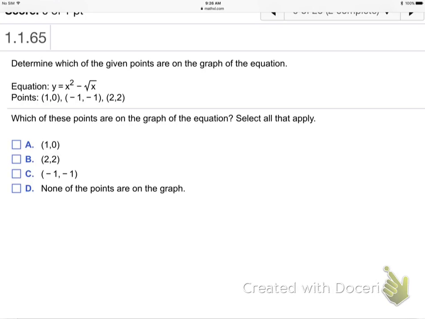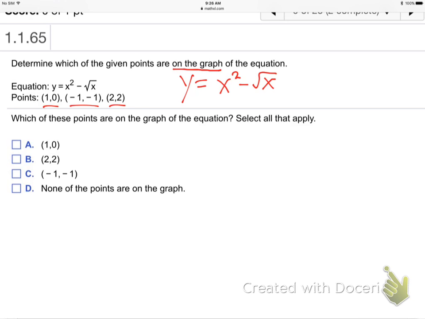Okay, so this one is giving me an equation, y equals x squared minus the square root of x. And they're asking me which of these points would be on the graph of the equation. We're not going to actually draw the graph or ever see the picture. But without even seeing the picture, we can, and I think you already know, figure out whether those points are on the graph or not. What do we do?